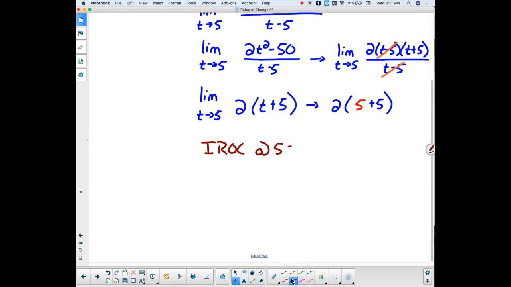So we get an IROC here at 5 seconds of 20 meters per second. There wasn't really a unit on this one, but we'll throw meters per second in there. Agree? Okay.